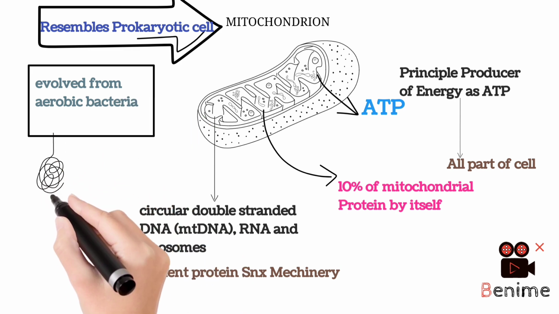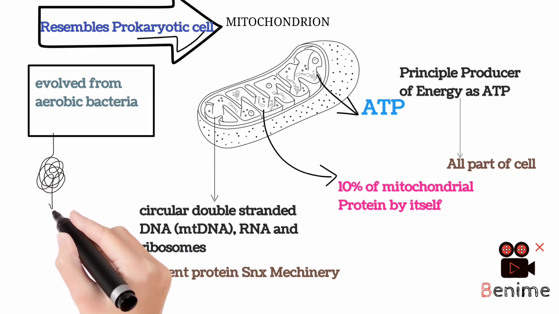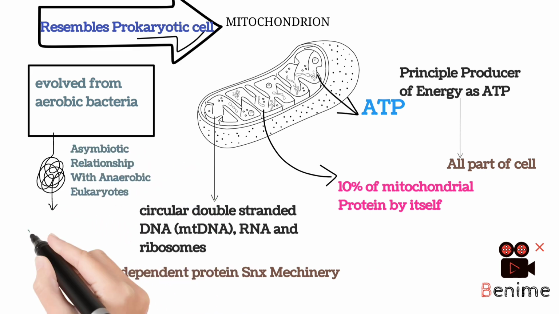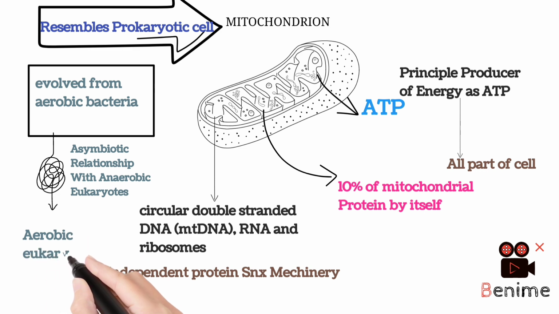Further, it is believed that during evolution, the aerobic bacterium developed a symbiotic relationship with primordial anaerobic eukaryotic cells that ultimately led to the arrival of aerobic eukaryotes.